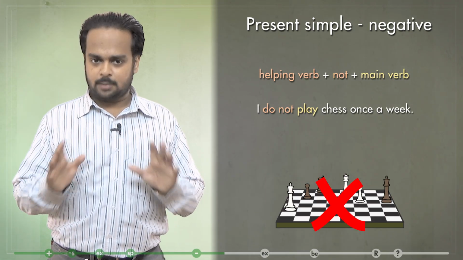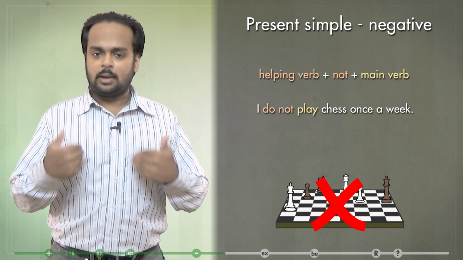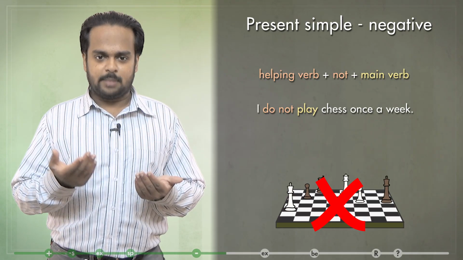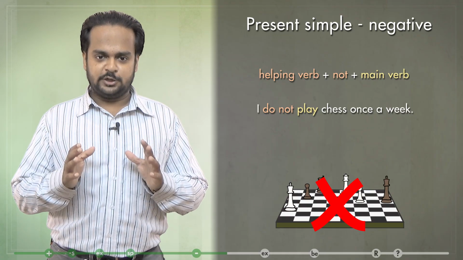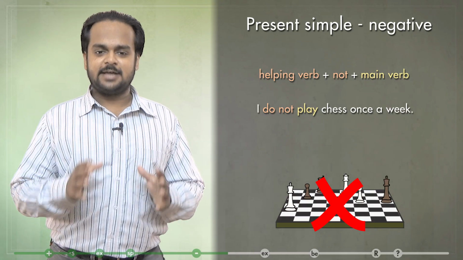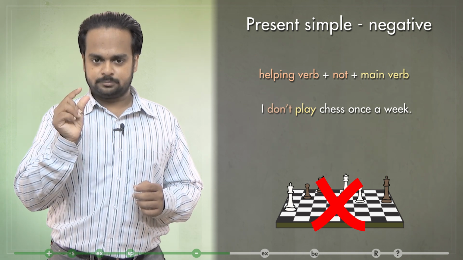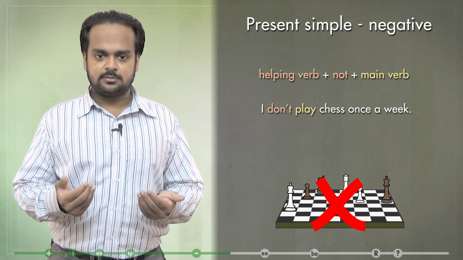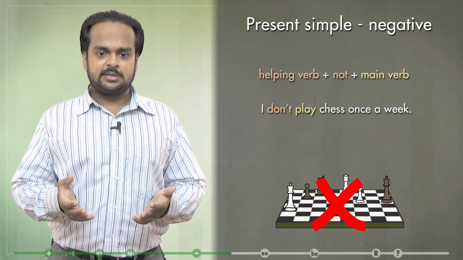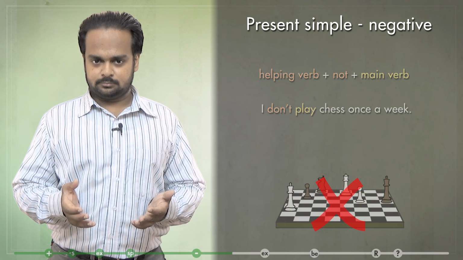So I do not play chess once a week. When we speak, this might sound very mechanical, like a robot. I do not play chess. To sound more natural, we usually shorten do not to don't. So I don't play chess once a week. In this sentence, the subject is I.